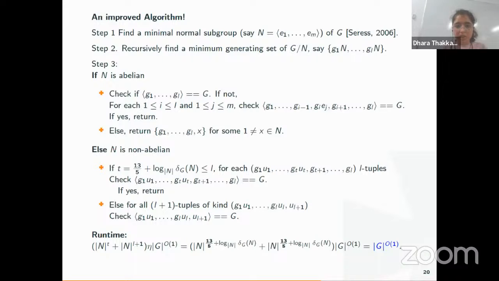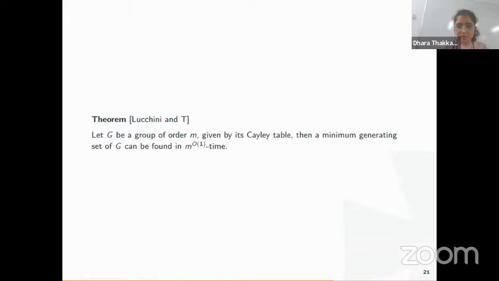So that is the polynomial time algorithm for the minimum generating set problem, and we have the following result: if we have a group G of order m given by its Cayley table, then there is a polynomial time algorithm that finds the minimum generating set of G.